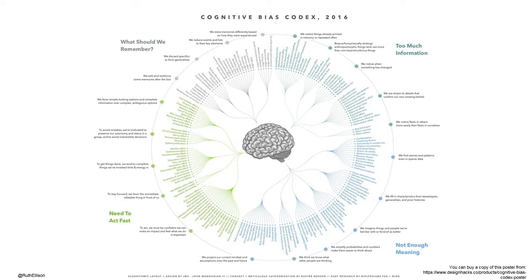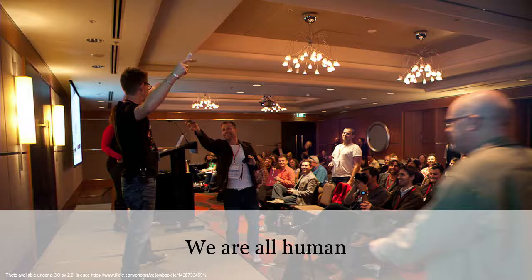Somebody tweeted, I think it was Steve Portigal who tweeted this one to me, about this cognitive bias codex. This gentleman went through and looked at all the cognitive biases that exist on Wikipedia, and somebody visualized it, and it looks awesome. I'm not going to talk about all of those today. I'm only going to talk about a selected number.